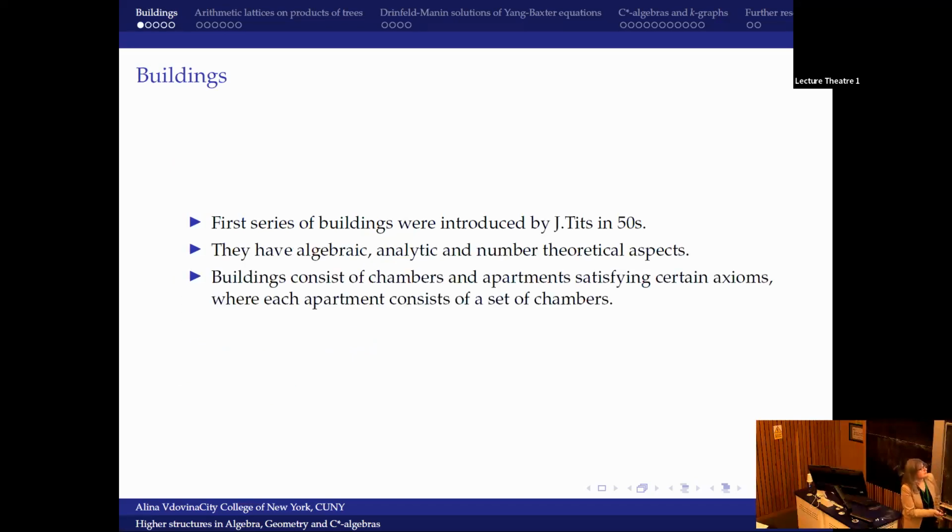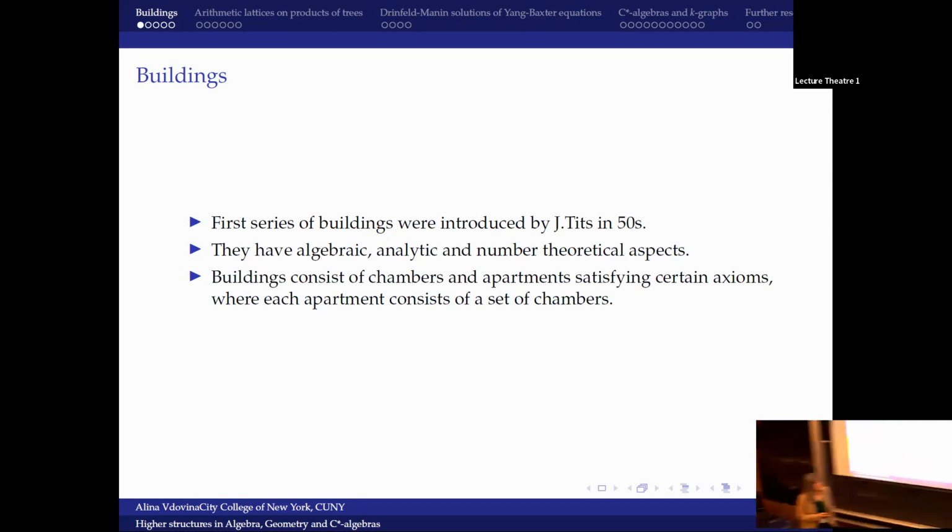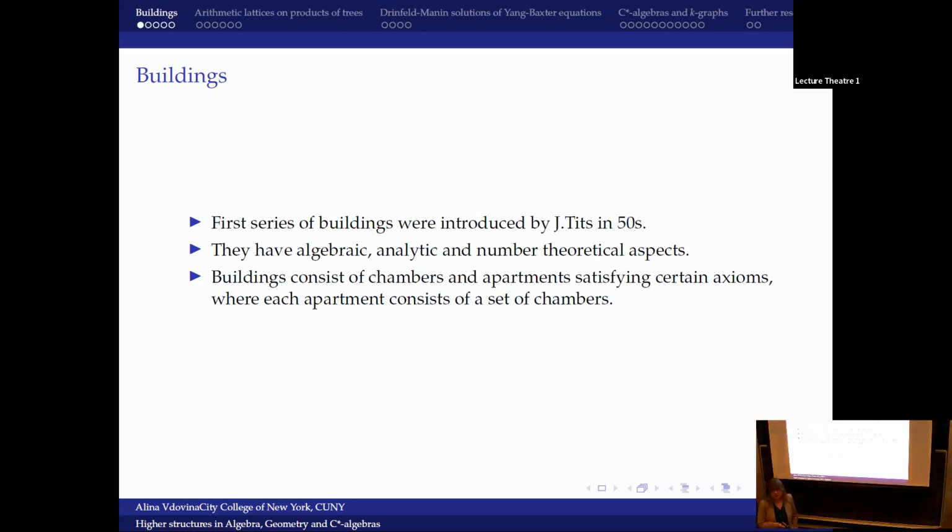Buildings were introduced by Jacques Tits in the 50s, but if you look at the initial papers, they are very abstract algebra, Lie groups, and one cannot recognize k-graphs there at all. But what is good about buildings is that they have algebraic, analytic, and number theoretical aspects. There are many aspects, and if you jump from one aspect to another, you can get new results. Actually, I didn't put geometric because it's obvious.